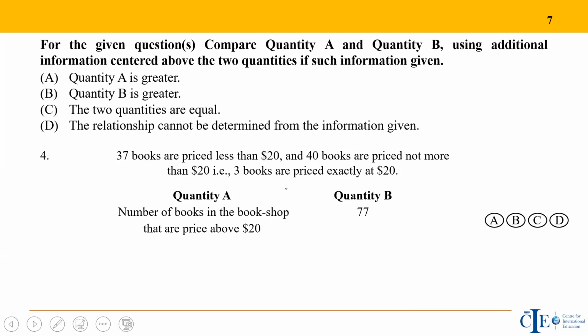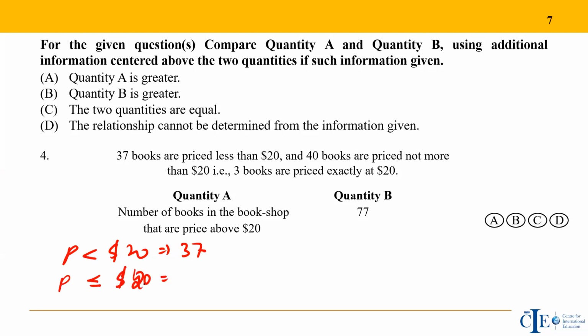So what is given here from the question that 37 books are priced less than 20. So you can say the number of books which are priced, let P be the price we are talking of, less than $20, right? That is 37. 40 books are priced not more than 20. So price which is not more than 20, which is less than or equal to 20, that is 40.